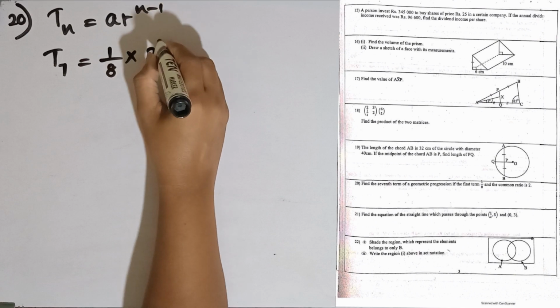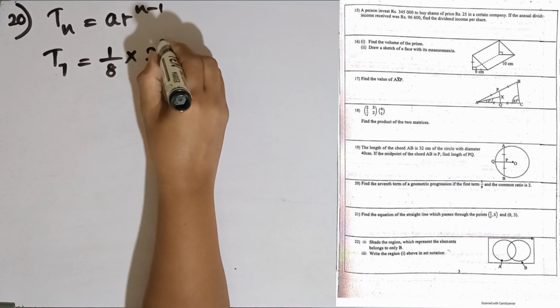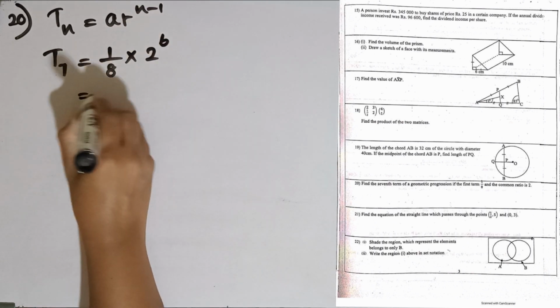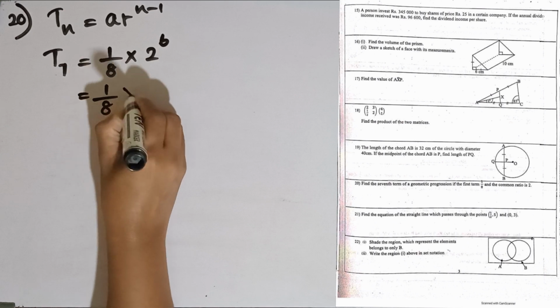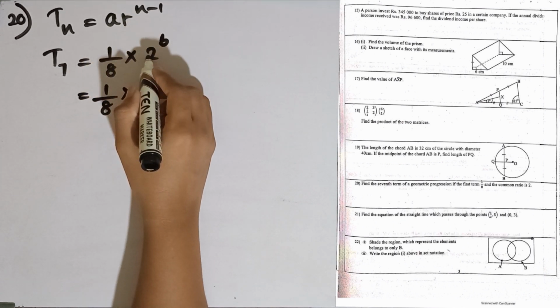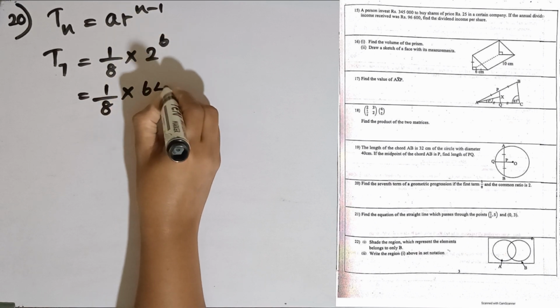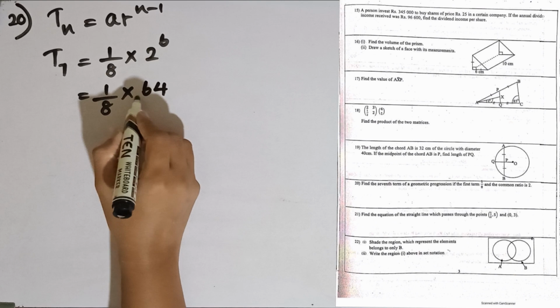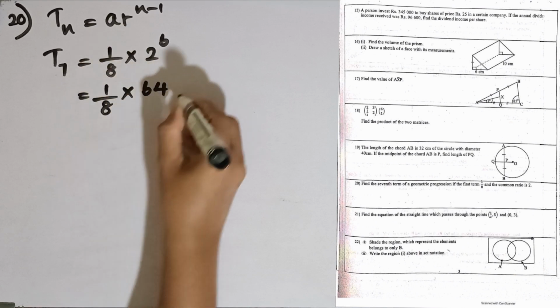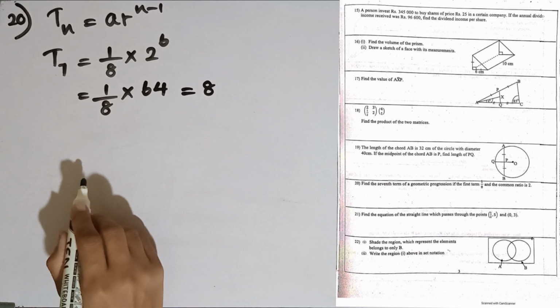2 to the power 7 minus 1. 7 minus 1 is 6. So 1 over 8 multiplied by the value of 2 to the power 6. If you expand this, you get 64. 64 multiplied by 1 over 8, 64 divided by 8, that is equal to 8. So the 7th term is 8.